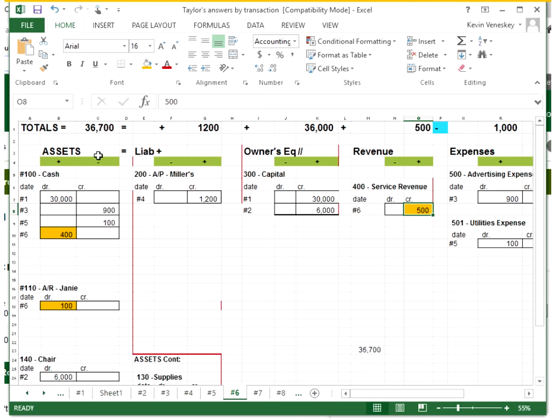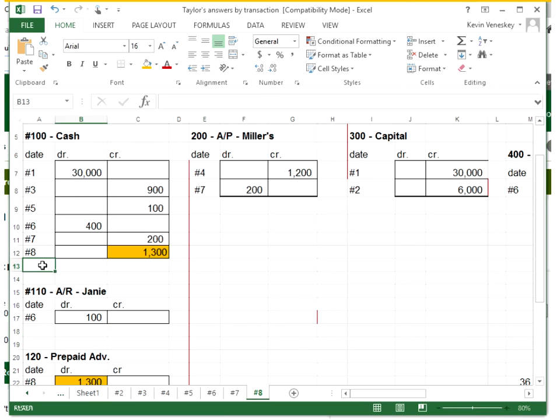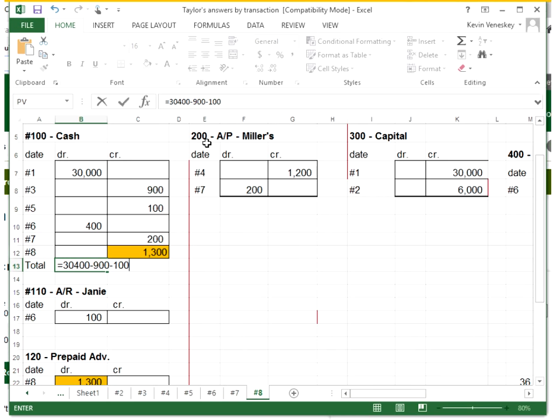So my accounting equation, if you go through and add up all of your assets, you're going to get 36.7. And how you add these up quickly is you just add up all of your pluses and then subtract out everything on the negative side. And let me just jump to the end one, and I'll show you kind of what I mean by that. So if we were to do a final total here, I would say 30,400 minus every one of these. So, and I'll just do it the long way. Minus 900, minus 100, minus 200, minus 1,300.